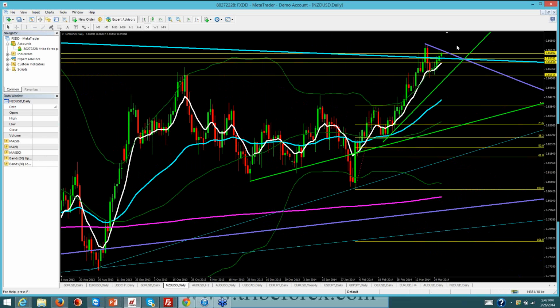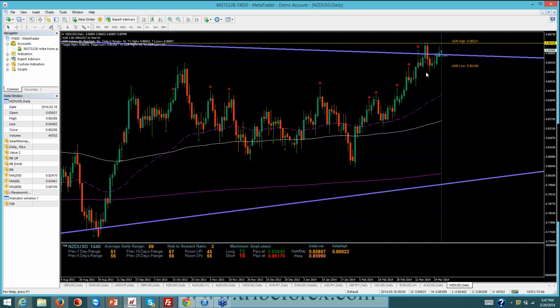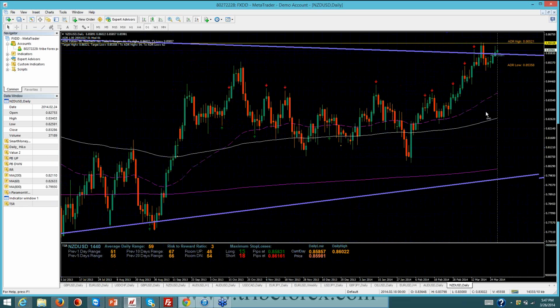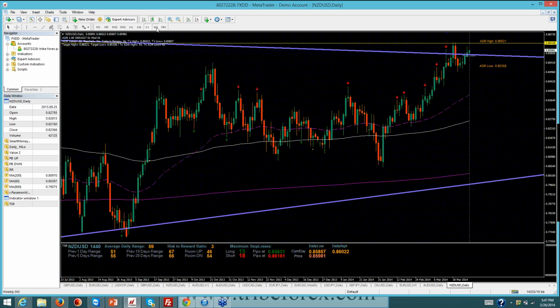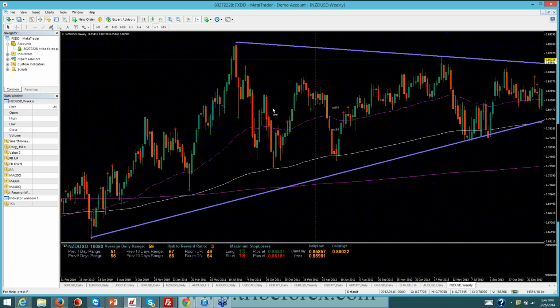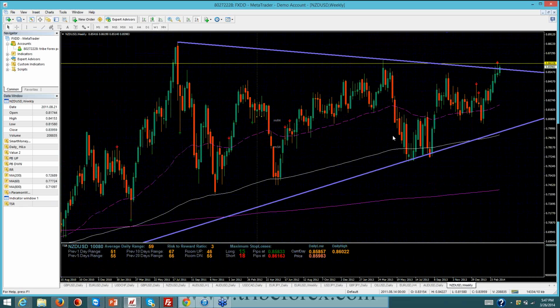All right, so the New Zealand. The New Zealand's been really interesting because if you're in Build Wealth, you saw that we took a sell on the New Zealand a few days ago, and we've been in that sell. Basically, we had a railroad tracks which formed very, very nicely right on this very, very old trend line, which is a weekly trend line.